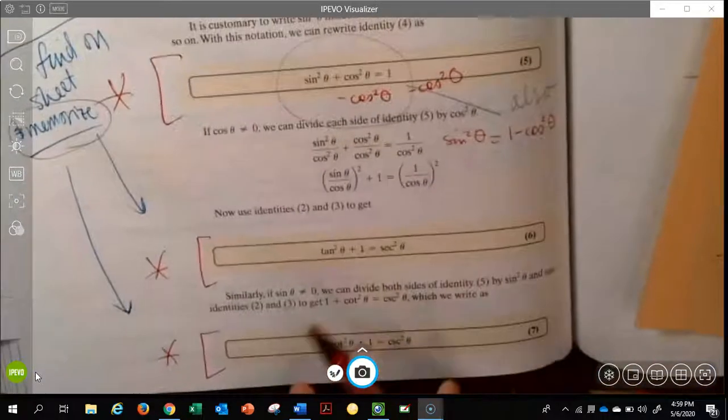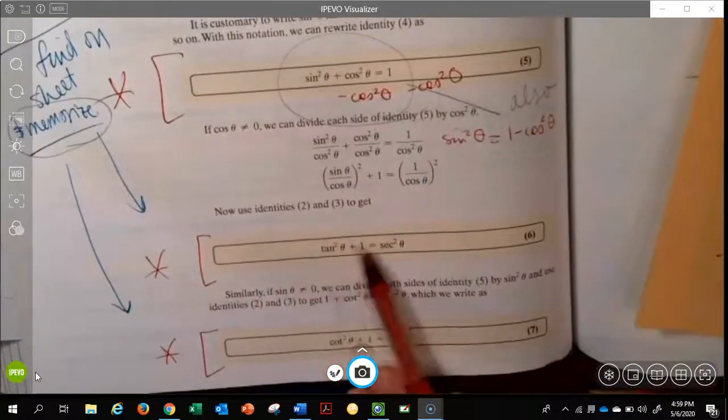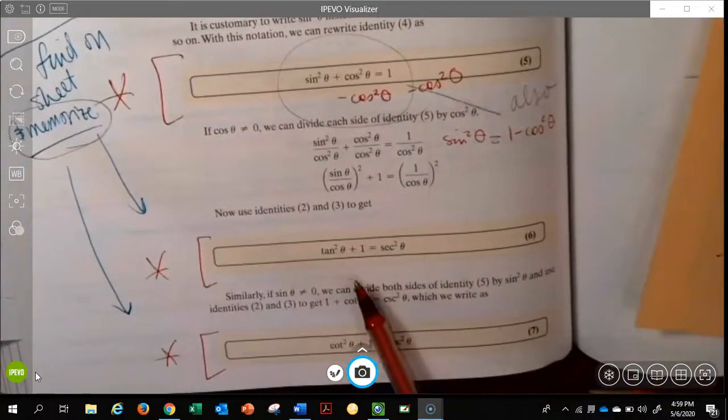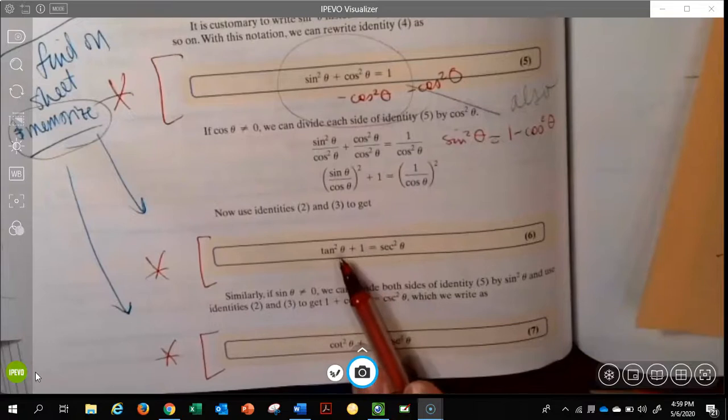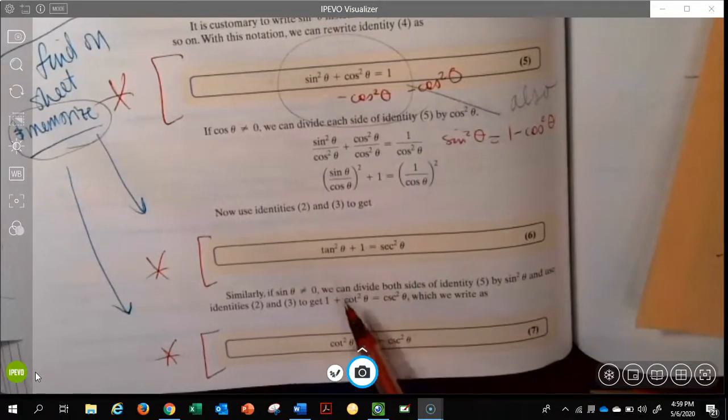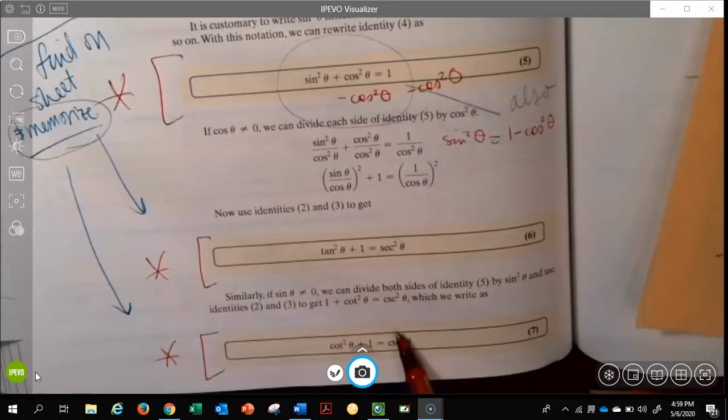And so the first one's probably pretty easy to memorize. These two aren't bad, but notice which ones are going together, not the tangents and the cotangents. It's the tangent and the secant. And they have something in common, and I'll let you think on what that might be.